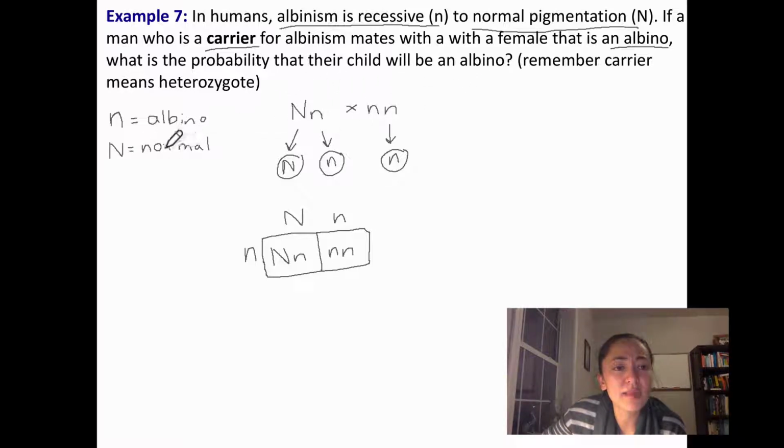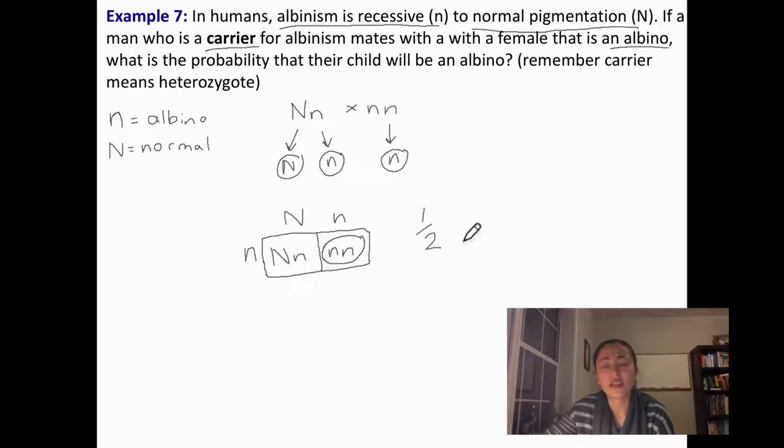Go back to our key. Albinism is caused by the little n. The only way you will show the little n is if you have 2 copies of that allele. So do any of the offspring have 2 copies of the recessive allele? Yes, this one does right here. So our probability is 1 out of 2, or in other words, 1/2.